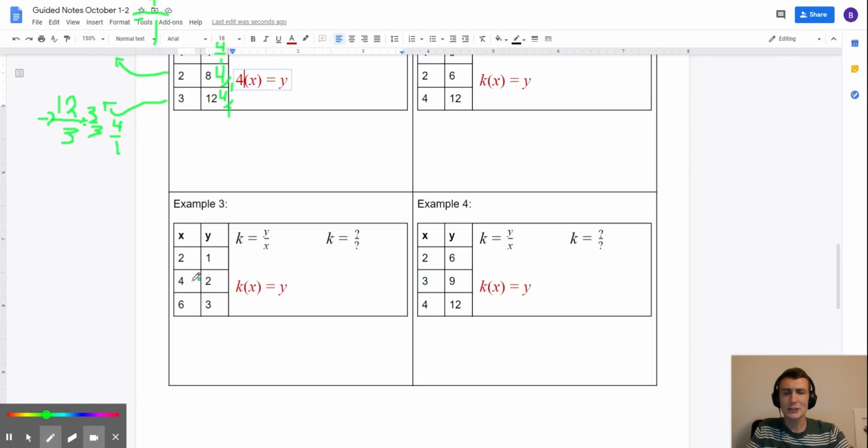Now, let's go ahead and check for our proportionality here. We have 1 over 1 and 2 here. We need to check if these are proportional by finding y over x, our unit rate. So 1 is our y, 2 is our x, right?